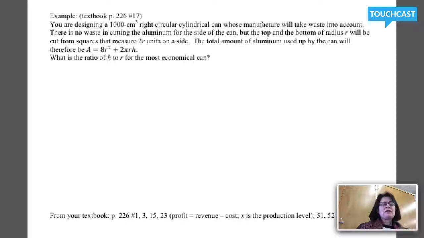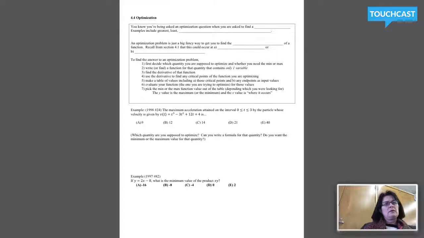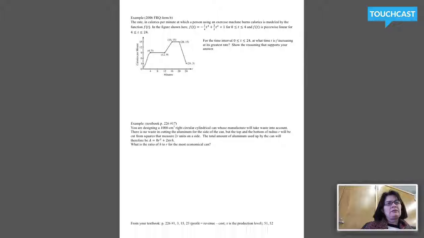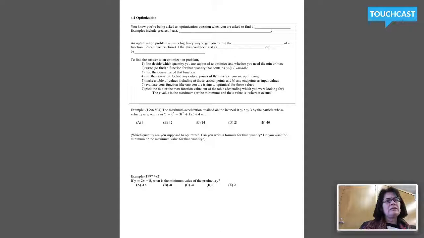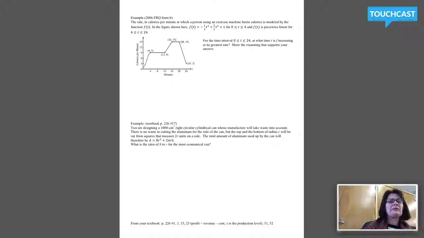So you saw some, yeah, if I was going to guess, something like that last problem we did is probably how you're going to see optimization on the AP test. So here, about the calorie burning, when is the rate the greatest? If you see an optimization problem on the multiple choice section, the one like we did about the acceleration, that's pretty common. That would be pretty standard.